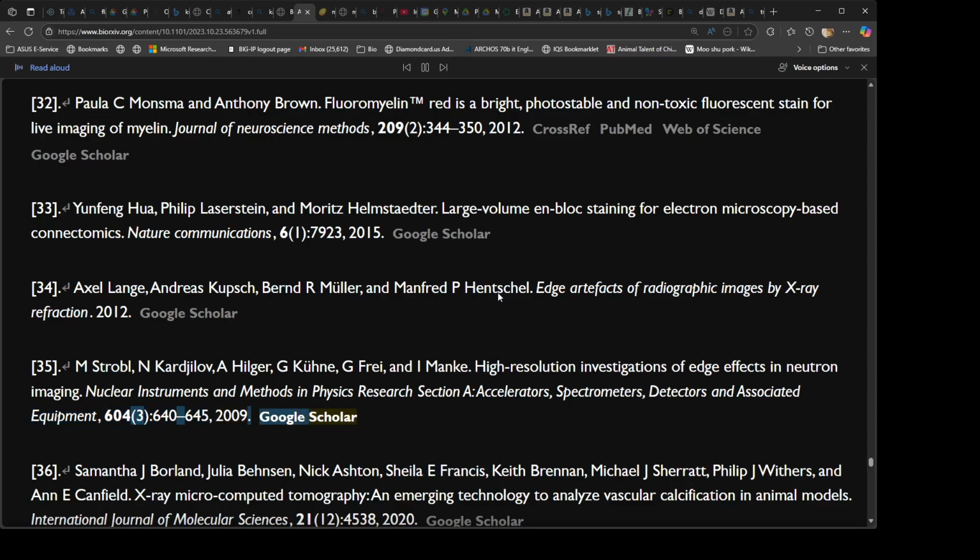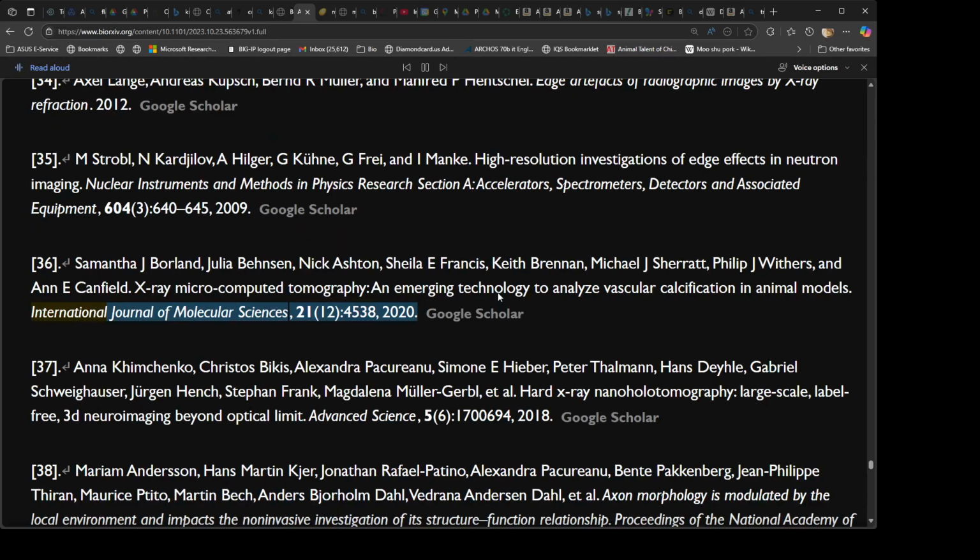Google Scholar. 36. Samantha J. Borland, Julia Benson, Nick Ashton, Sheila E. Francis, Keith Brennan, Michael J. Sherratt, Philip J. Withers, and E. Canfield. X-ray microcomputed tomography, an emerging technology to analyze vascular calcification in animal models. International Journal of Molecular Sciences, 21, 1245-38, 2020. Google Scholar. 37.